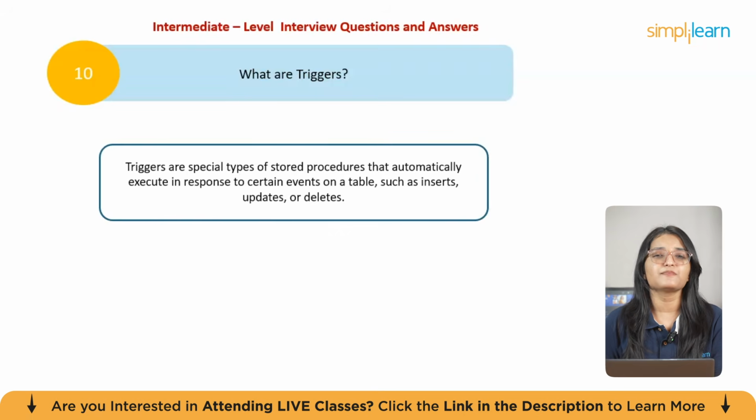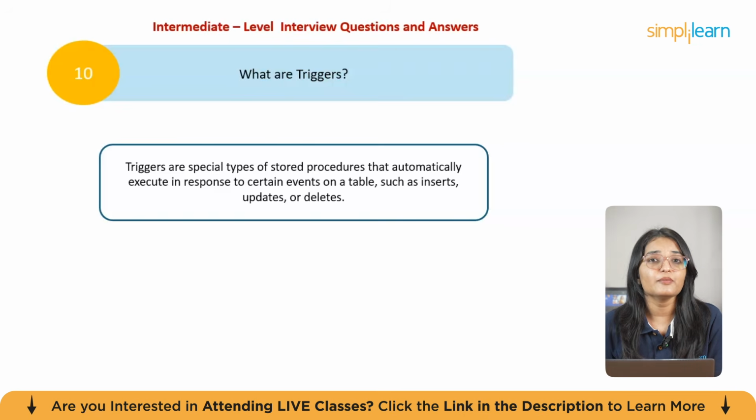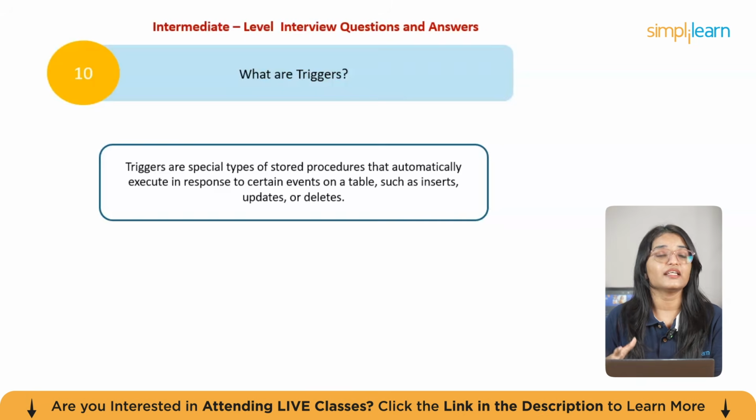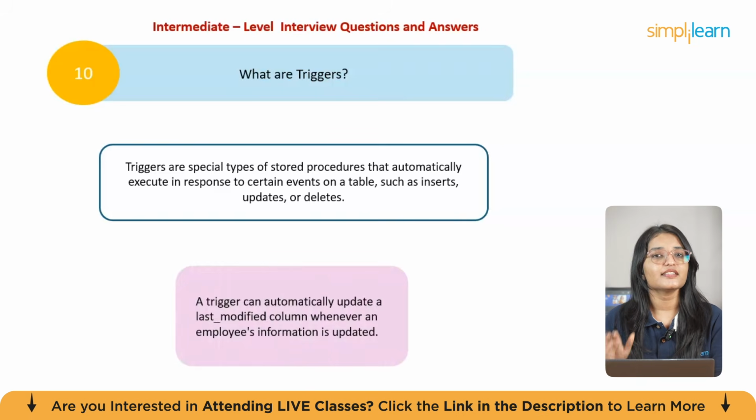Now, triggers are a special type of stored procedures that automatically execute in response to certain events on a table, such as insert, update, or delete. They help enforce business rules, maintain data integrity, or automatically generate logs. Let's suppose, for example, a trigger can automatically update the last modified column whenever an employee's information is updated.